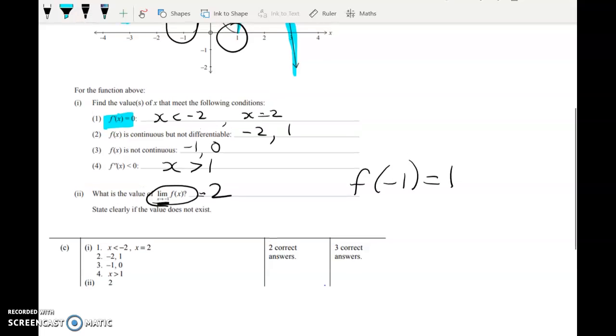Let's mark it and see if I got anything wrong this time. Right, that one's right, that one's right. Okay, cool, I can still do a little bit of maths.